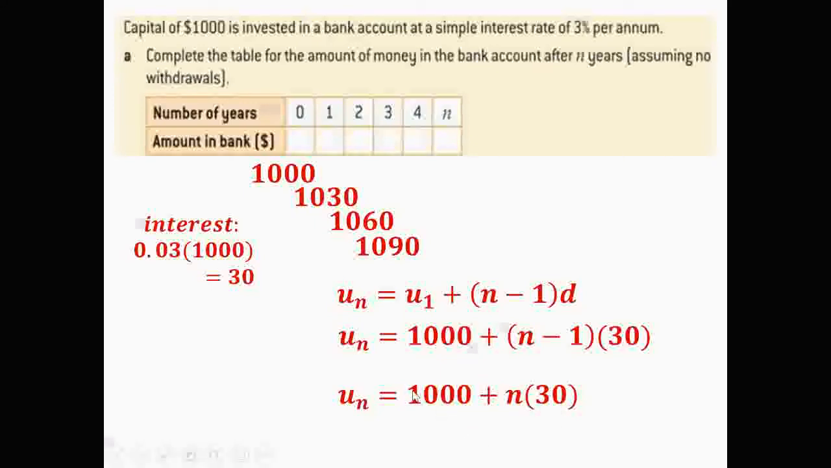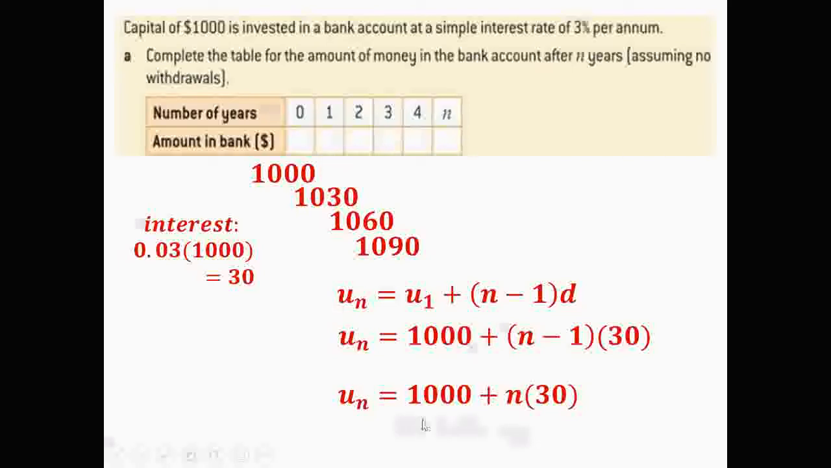Why? Because we don't say after 1 year is U2, even though in this sequence this is U1, this is U2. If I wanted to use this formula in a way where I put in a year number in here, I have to get rid of this n-1. Let's take a look at why. If I said, what's my amount after U1, after year 1, and I want to put 1 in here, what would happen? 1 minus 1, 0, and it would say I have 1,000. So when I'm saying U1, I really mean U2.